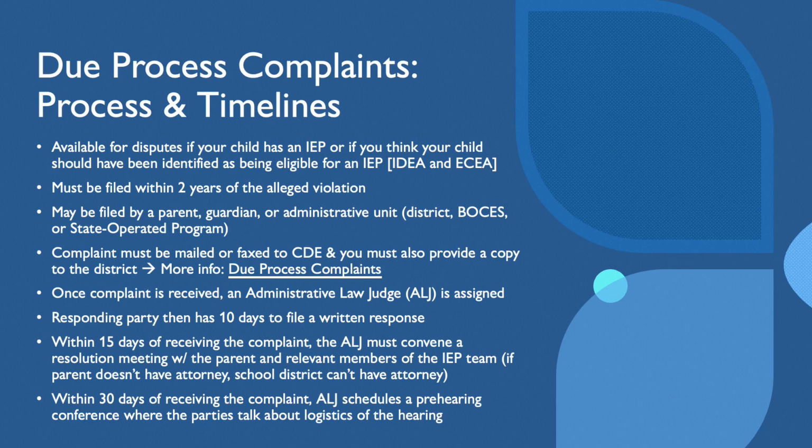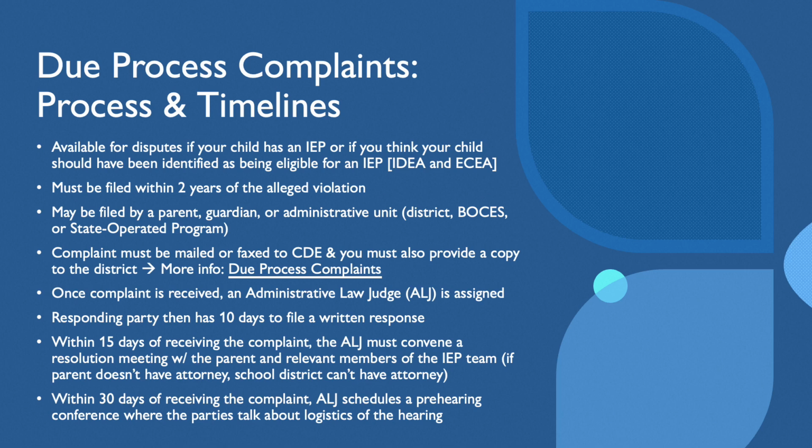Due process complaints are an option available for disputes if your child has an IEP or if you think your child should have been identified as being eligible for an IEP, but is different from the state complaint option discussed previously, and we will go into more detail as to why. Due process complaints must be filed within 2 years of the alleged violation and may be filed by a parent, guardian, or administrative unit such as a district, BOCES, or state-operated program.